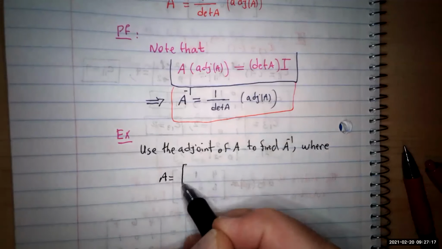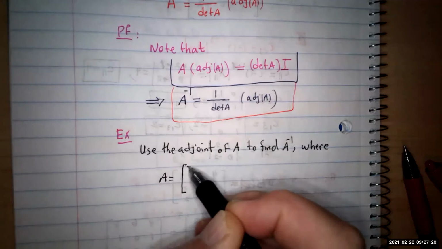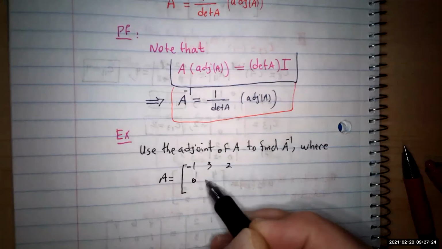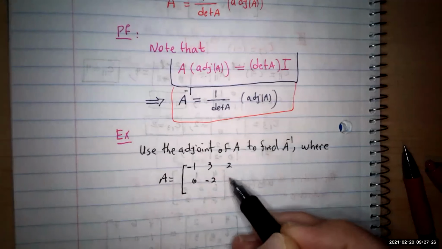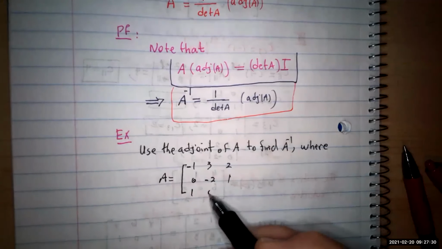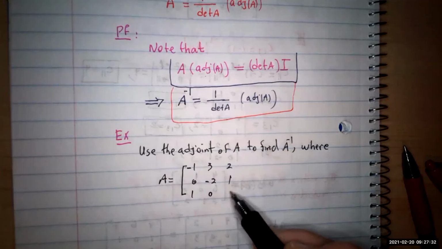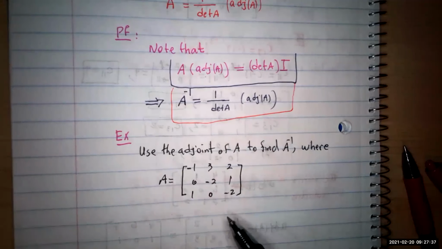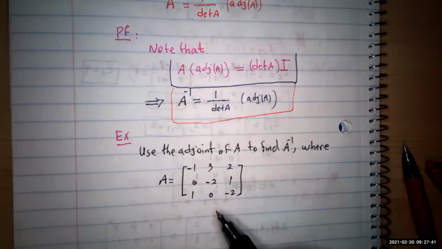It's going to be A, so -1, 3, 2. That's the same matrix that I use, -2, 1, and this is going to be 1, 0. That's going to be 1, 0, -2 over here.